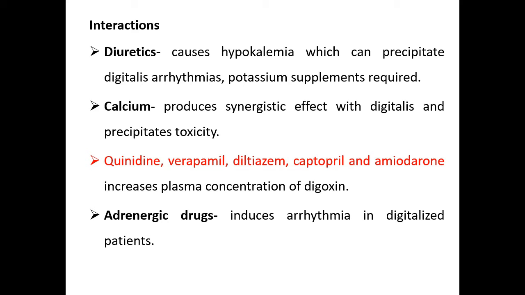Some drugs like quinidine, verapamil, diltiazem, captopril, and amiodarone increase the plasma concentration of digoxin through reduction of its excretion, and can precipitate digitalis toxicity. Some adrenergic drugs induce arrhythmia in digitalis patients. It is all about the cardiac glycosides.